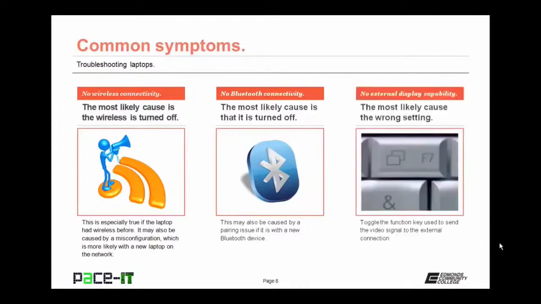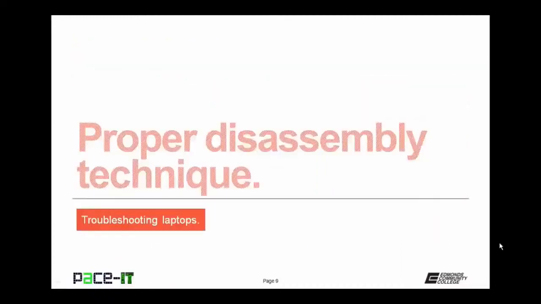If the symptom is that you can't display to an external monitor, the most likely cause is that the function key is not set correctly. Toggle the function key used to send video signal to the external connection several times, and that will usually take care of that symptom. Now let's move on to proper disassembly technique.